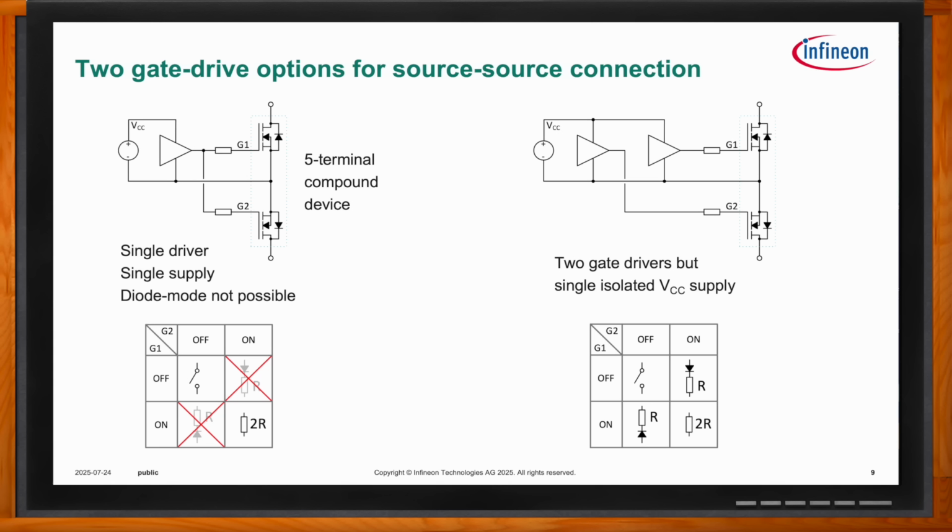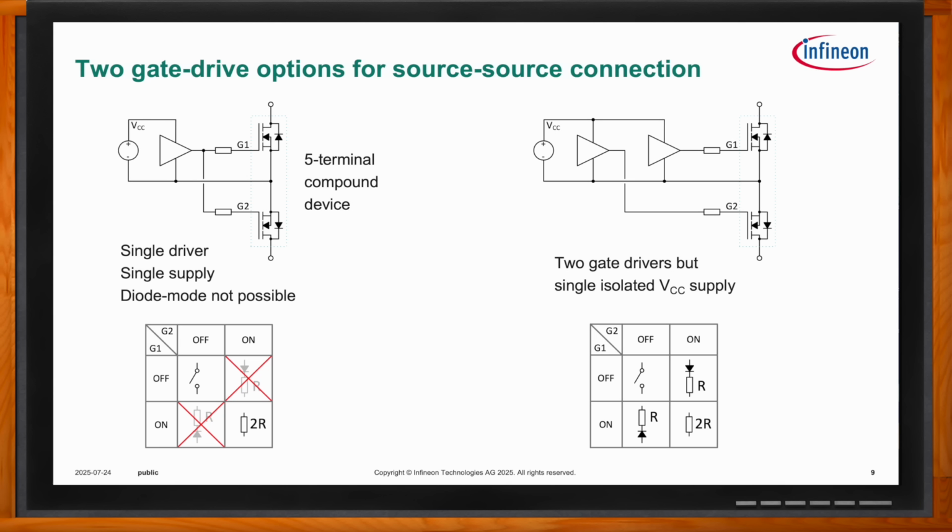On the other hand, on the right-hand side, exactly the same circuit, but I've now added another gate driver. So using the same power supply referenced to the common source, I'm driving G1 and G2 independently. So I need two gate drivers, but only a single isolated VCC supply. And now I have a fully functional bidirectional switch, exactly like we saw on the previous slide where they were drain to drain connected. The difference being that here I could get by with a single isolated supply, whereas with the drain to drain connection, I might need two.